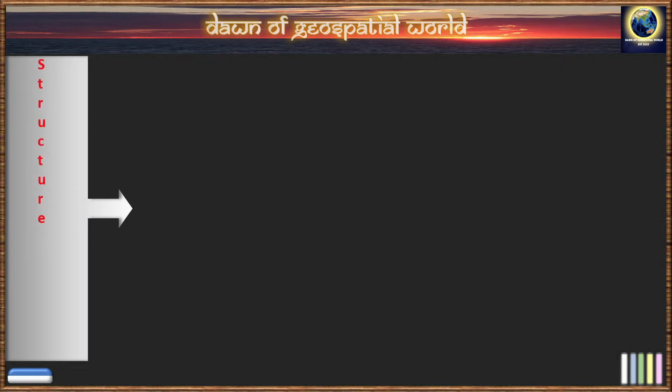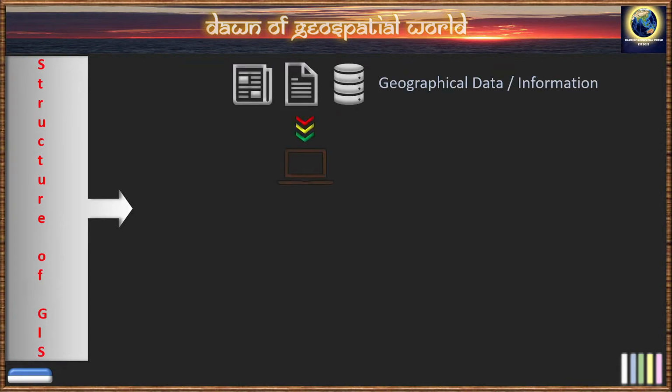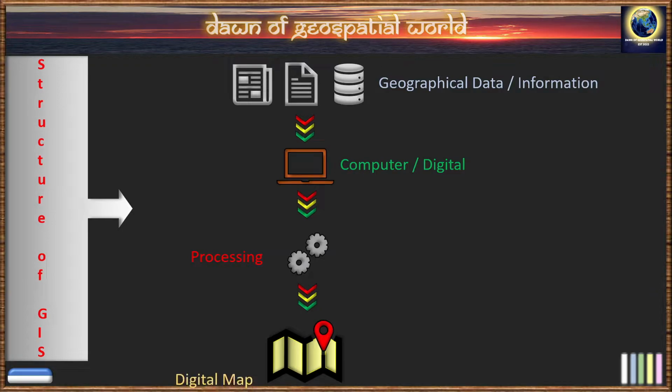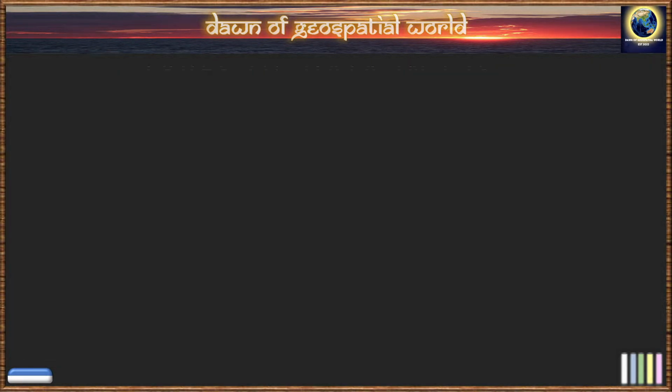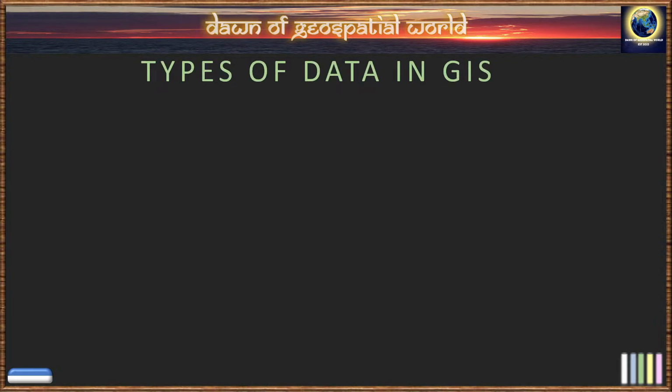What is the structure of GIS? Here is an animation to know about the structure of GIS. In GIS, there are various kinds of data available. We need to know about those data for better work.